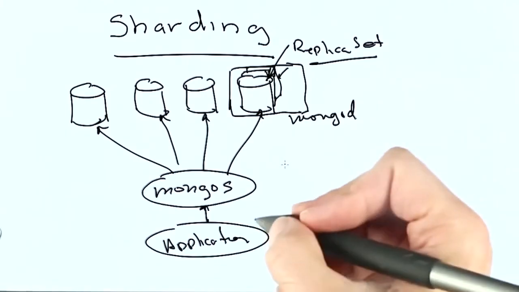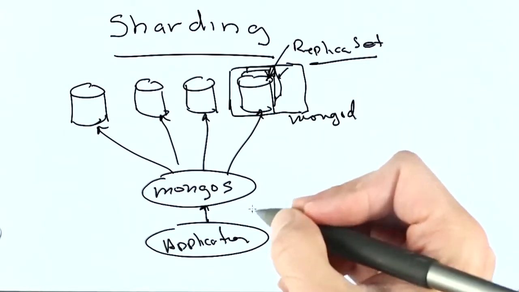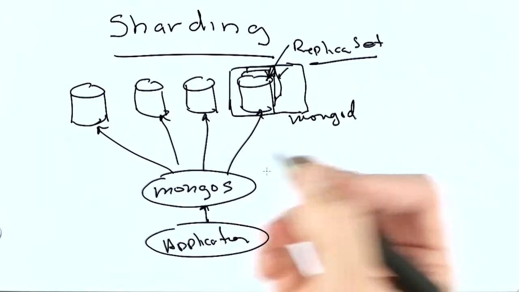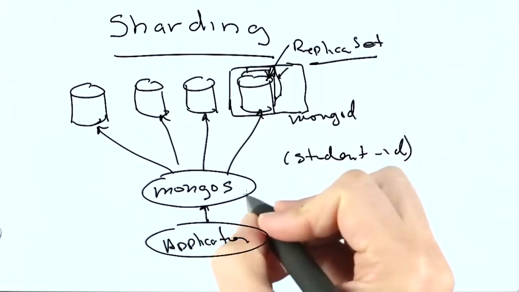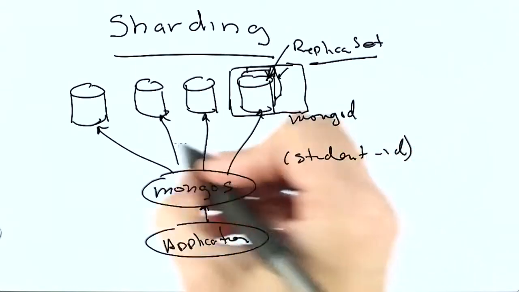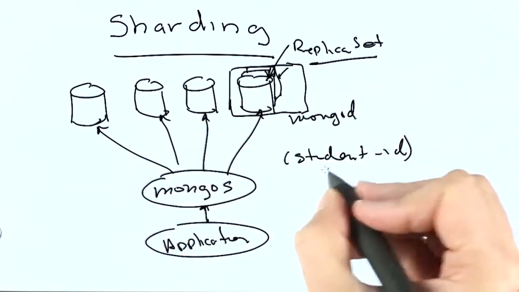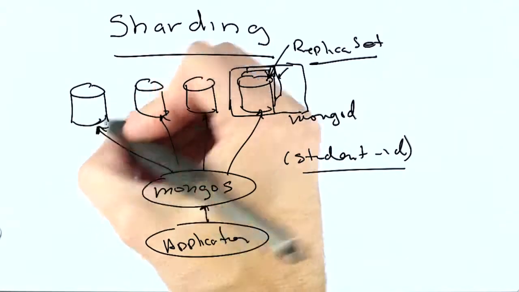However, the way Mongo shards is that you choose a shard key. So for instance, in that student collection, you might decide that student ID is your shard key, or it could be a compound key. And the Mongo S server is a range-based system. So based on the student ID that you query, it'll send the request to the right Mongo instance.